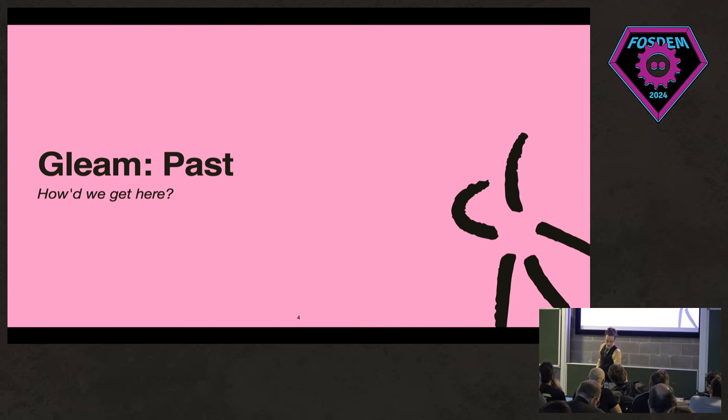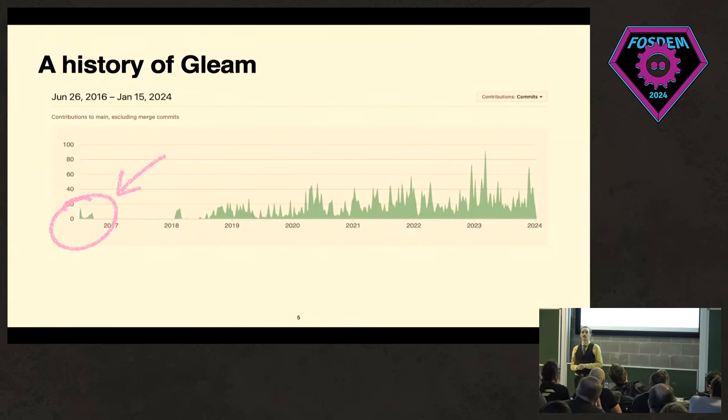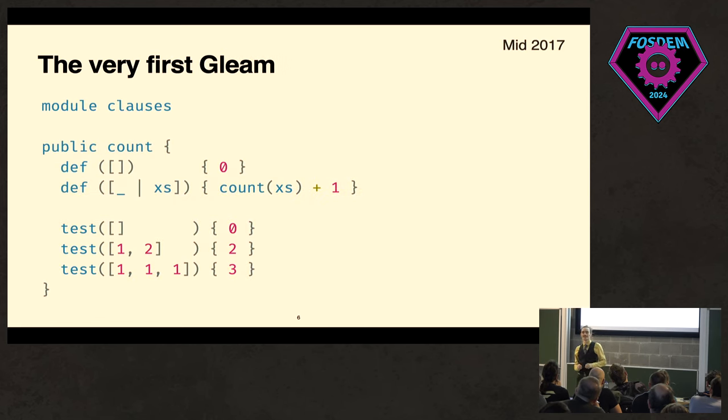So, this is a history of Gleam, according to GitHub, and in the very beginning, there was a tiny little blip of activity and then nothing for absolutely ages. So what was that? What was the very first Gleam? It was this hideous thing. This is the very first Gleam syntax. People keep saying that the first Gleam syntax was like a Haskell ripoff. It was not, it was this.